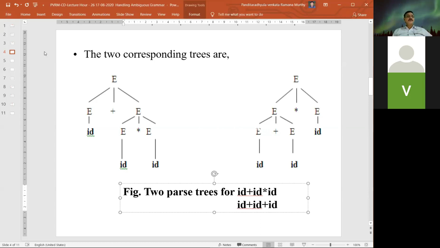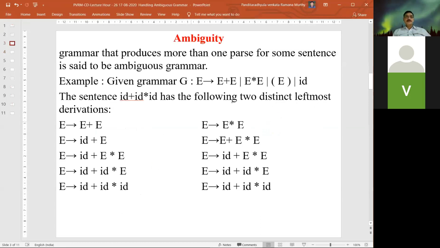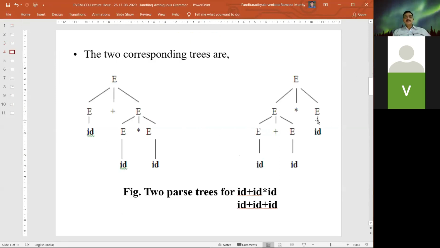But for the previous grammar, the grammar is containing two derivations, which are represented by these parse trees. The first one is right, the second one is wrong. So there is a possibility of getting the second one also, that we need to avoid.